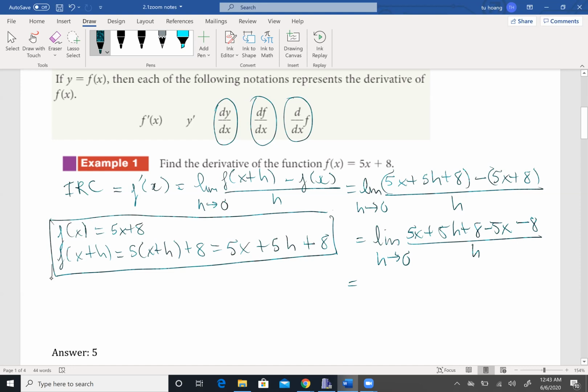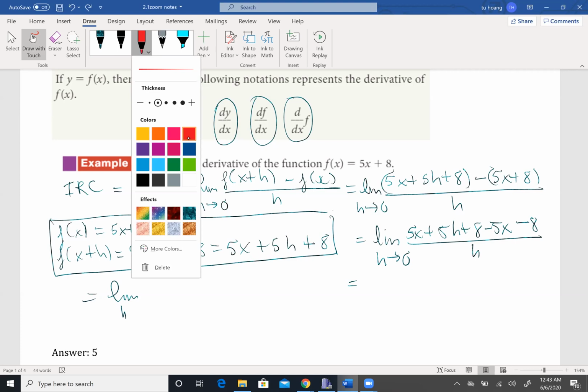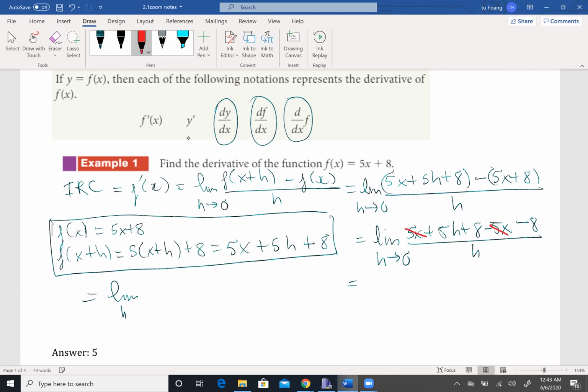And then I can finally write it down here. Limit of, this 5x is gone, this 8 is gone. I will change the color so people can see it more easily. So 5x gone, 5x gone, 8 and negative 8 gone. I now only have 5h over h.